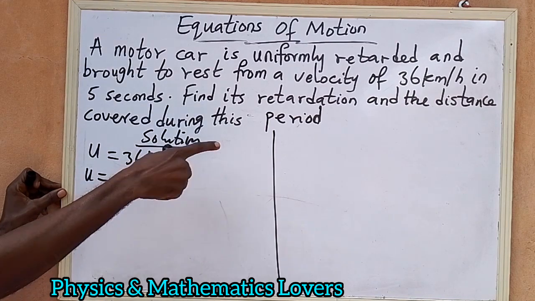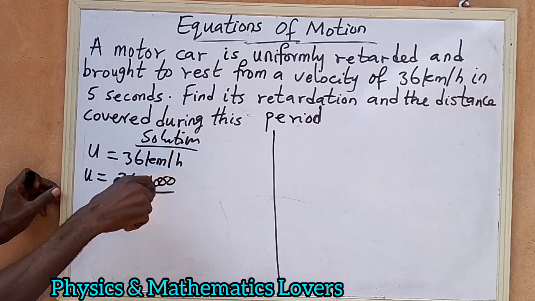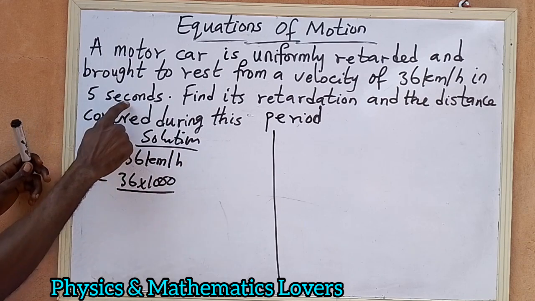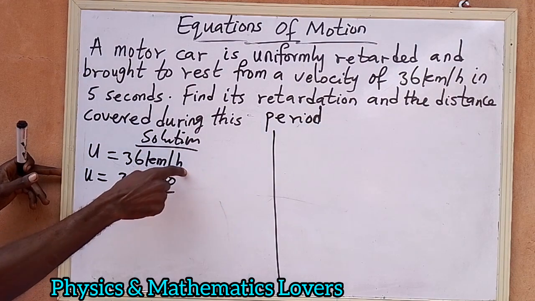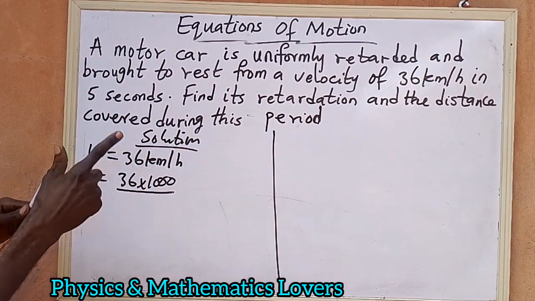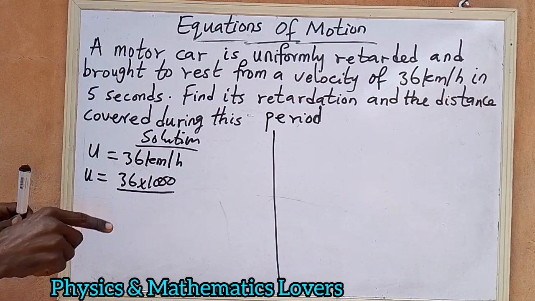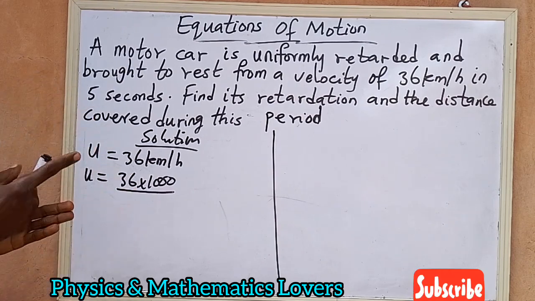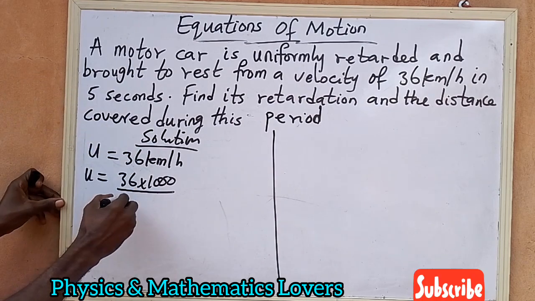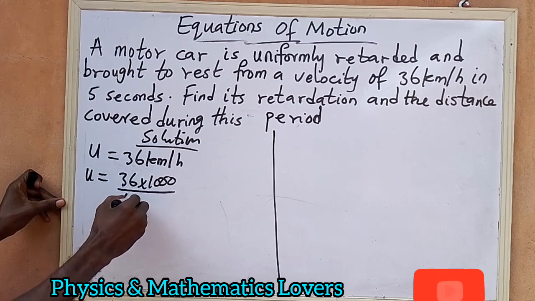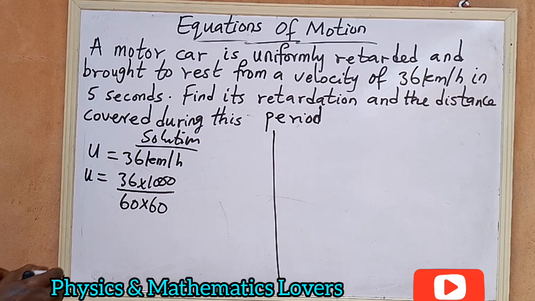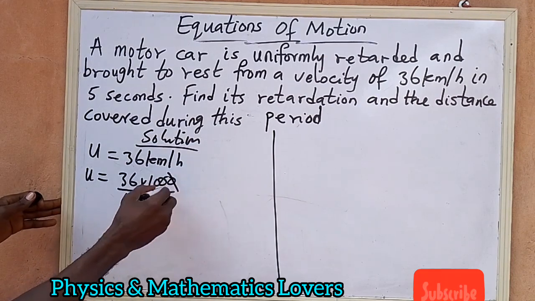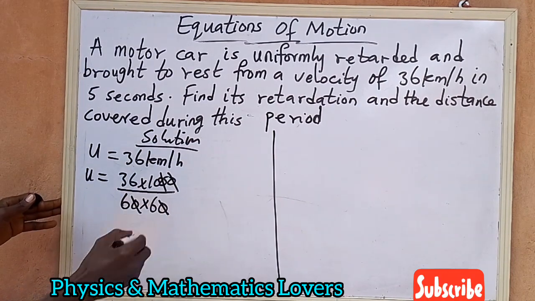This per means all over. Then hour, for hour to move to seconds, I have to move from hour to minute, then move from minute to seconds. So 60 minutes make 1 hour, then 60 seconds make 1 minute. So I have to multiply 60 times 60. Okay, so we can cancel out. This cancels out, this cancels out.